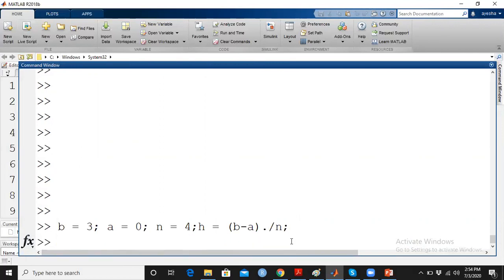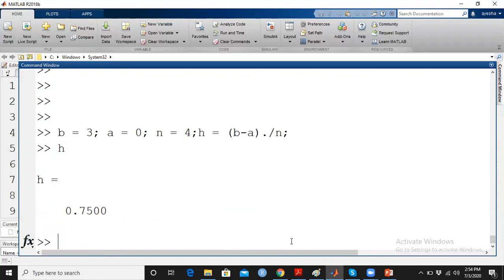Now you can even do it on a notebook. So please bring your paper and pen and solve this question now and send it to me today or by tomorrow morning. Now you can see here what H actually is. When n is equal to 4, H is 0.75.